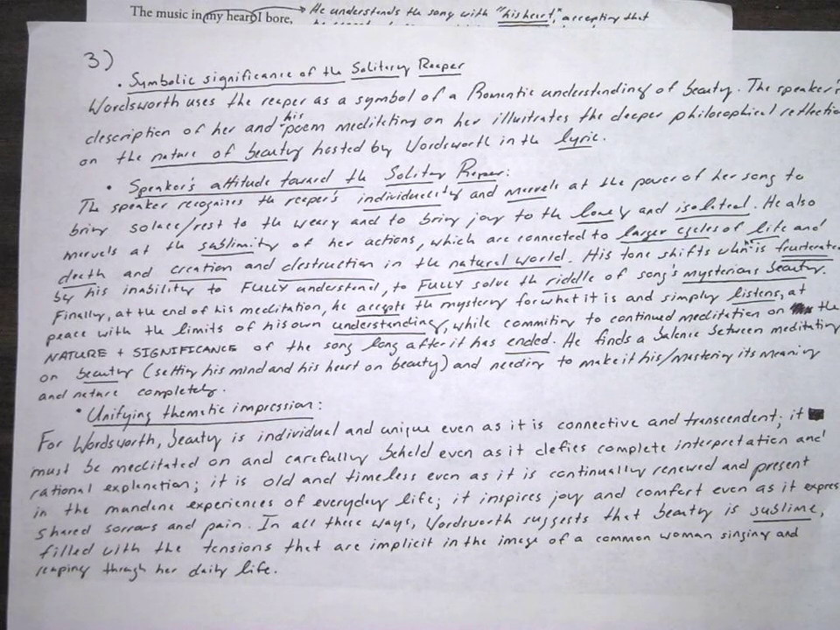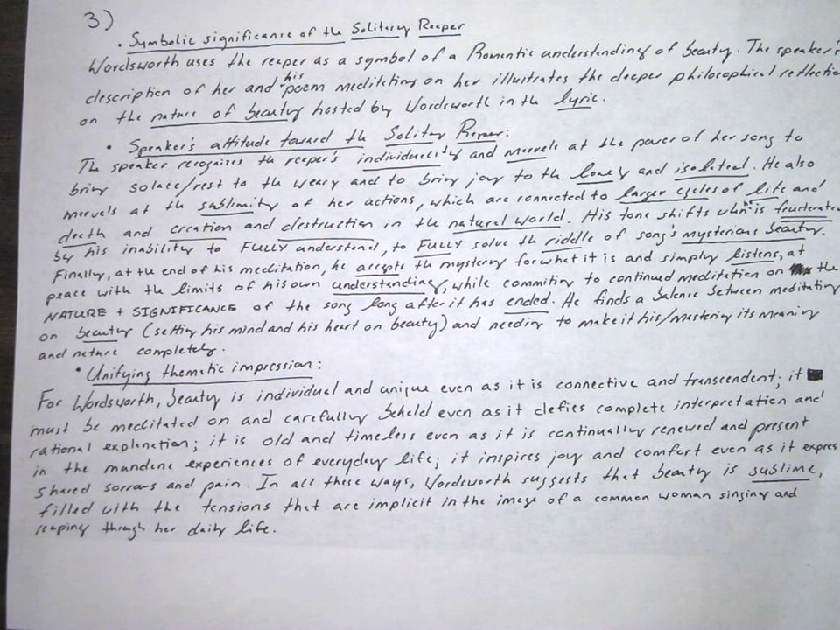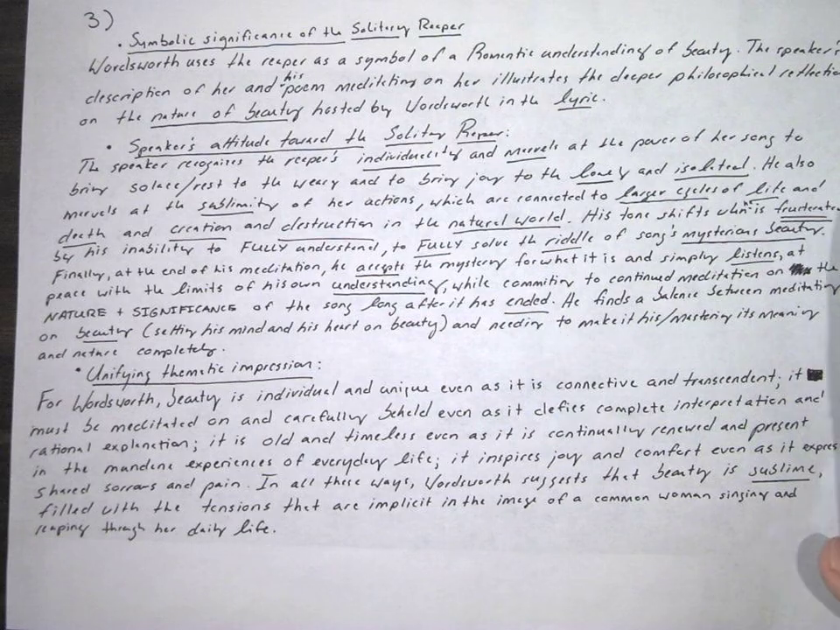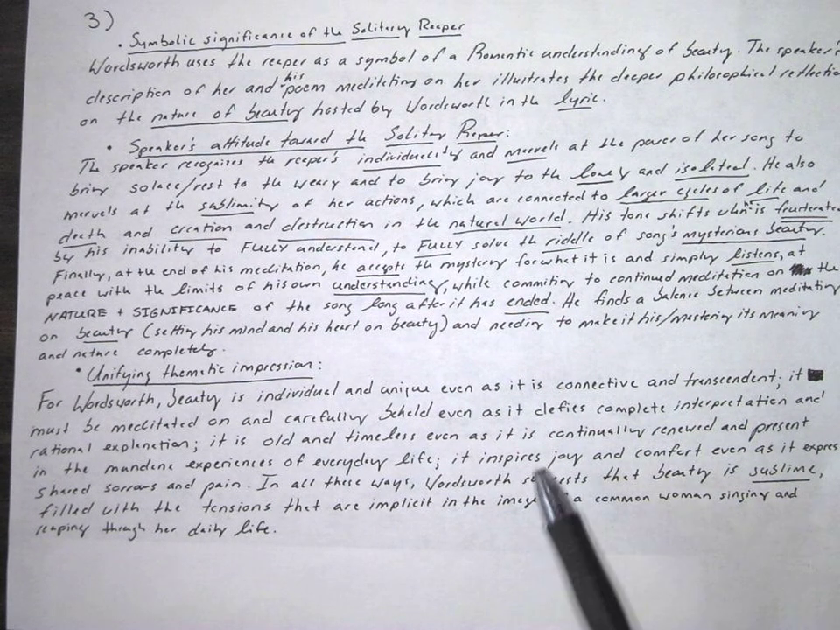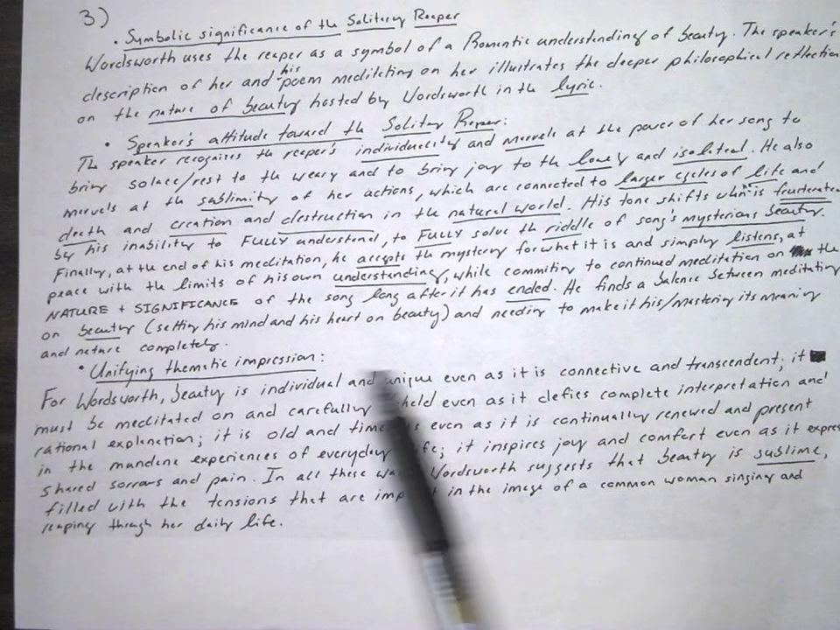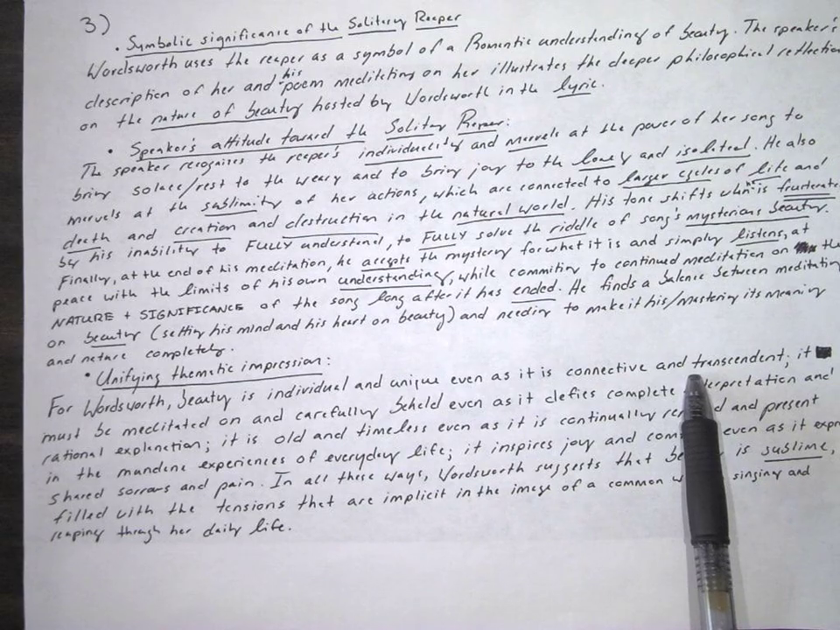He finds a balance between meditating on beauty, setting his mind on it and his heart on it, and needing to make it his, mastering its meaning and nature completely. Okay? So, what is the unifying theme of the poem? What, in a detailed way, does the solitary reaper symbolize, and the speaker's engagement and interaction with the solitary reaper? Well, here's how I summed it up. For Wordsworth, beauty, as embodied by the solitary reaper, is individual and unique, even as it is connective and transcendent.